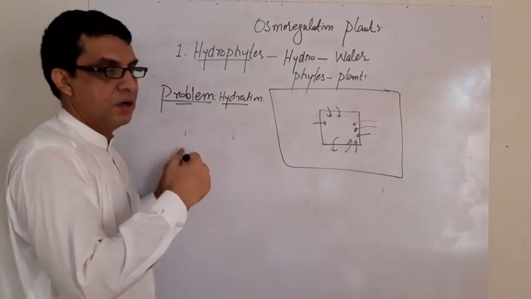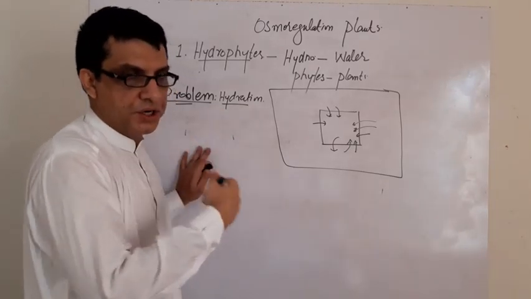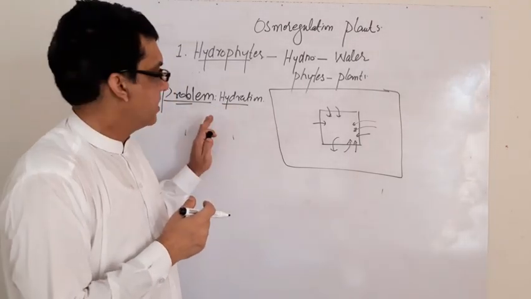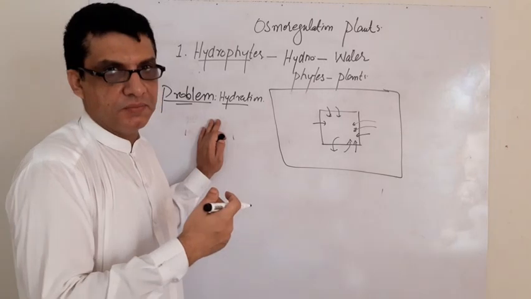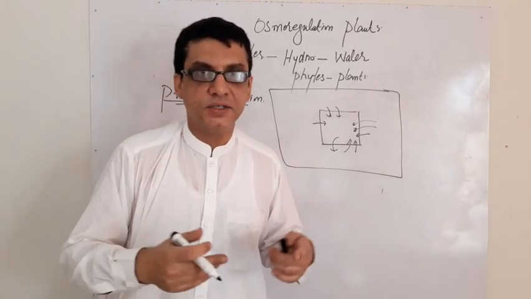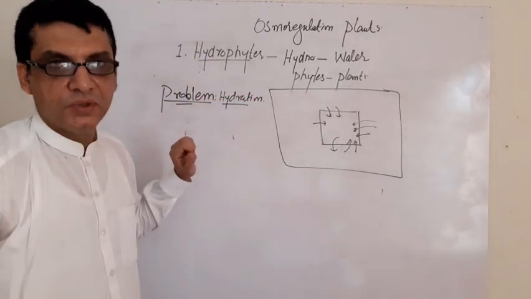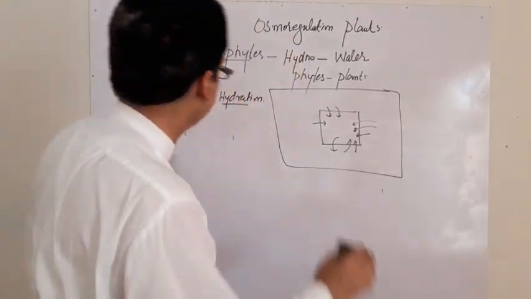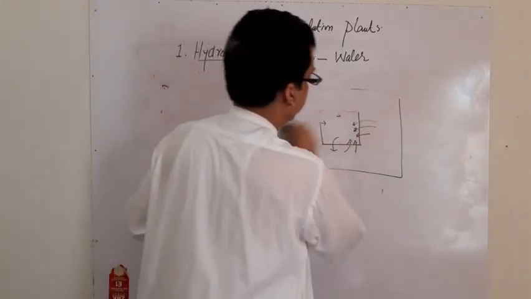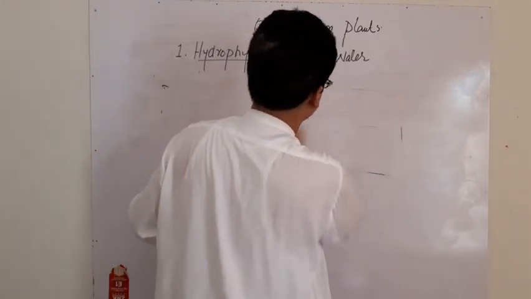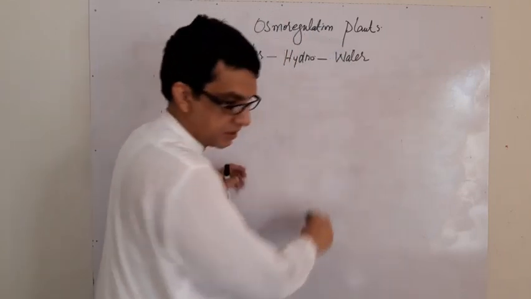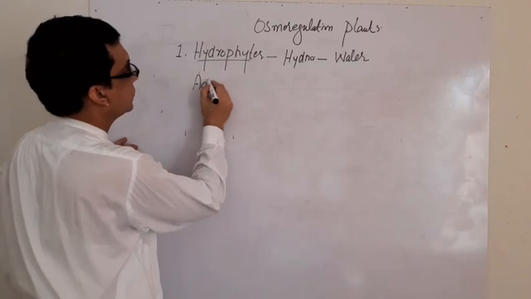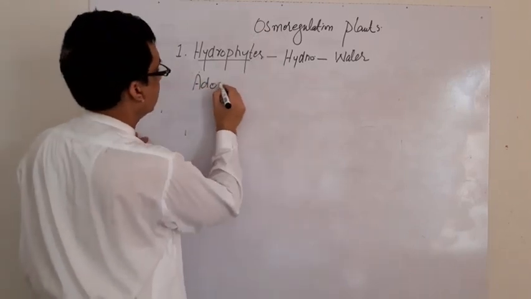Hydration means water continuously enters their body, so the amount of water will increase. But they have solved this problem. They have adopted some characters to solve this problem. Now, what are those adaptations of the hydrophyte plants to maintain osmoregulation?